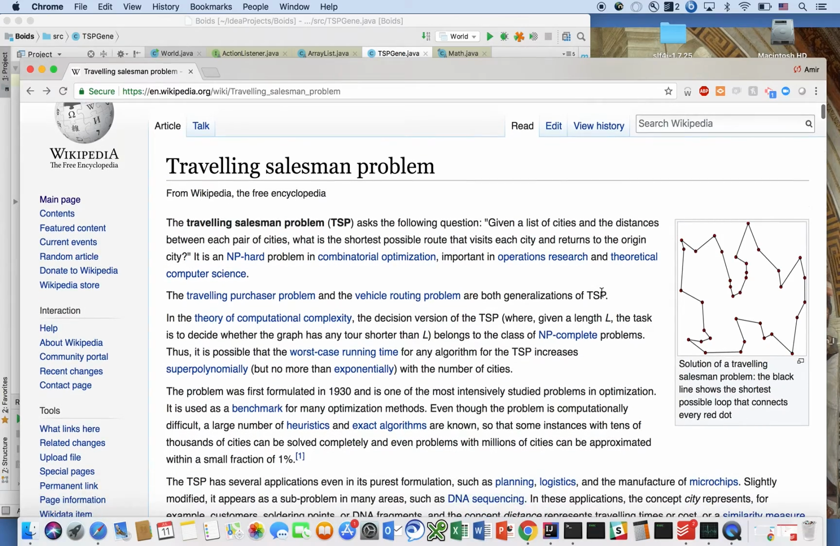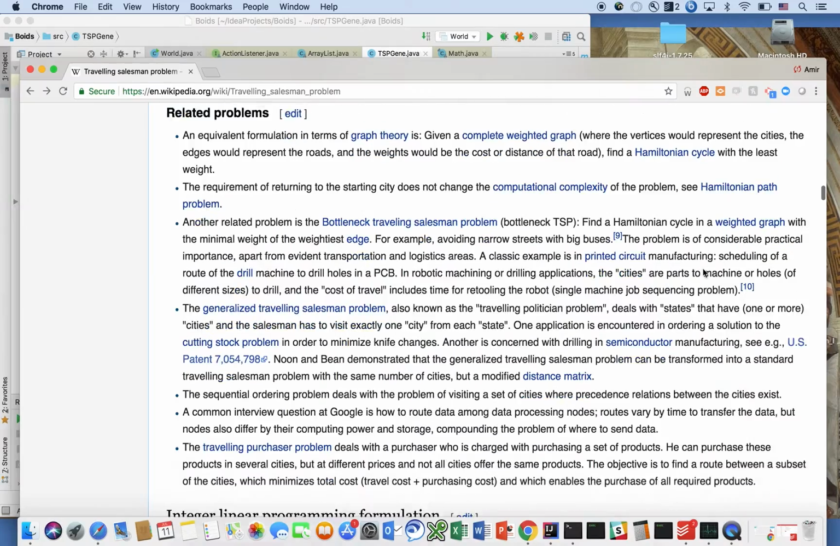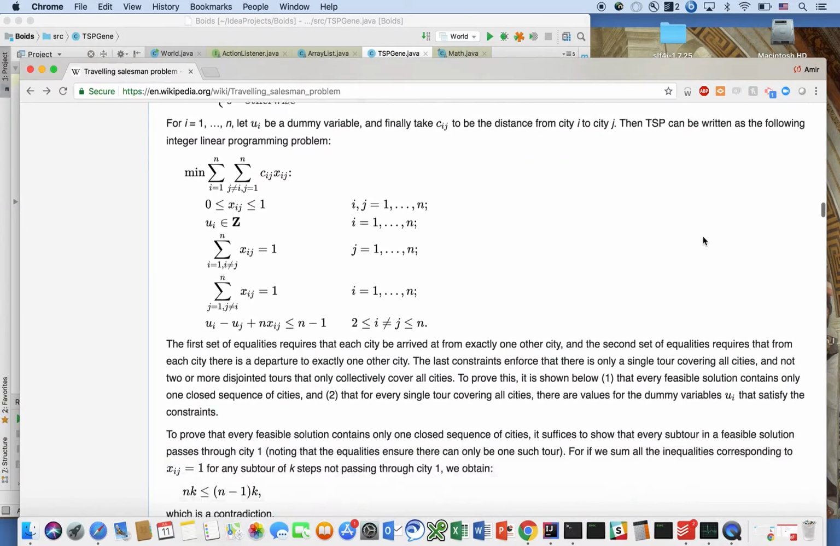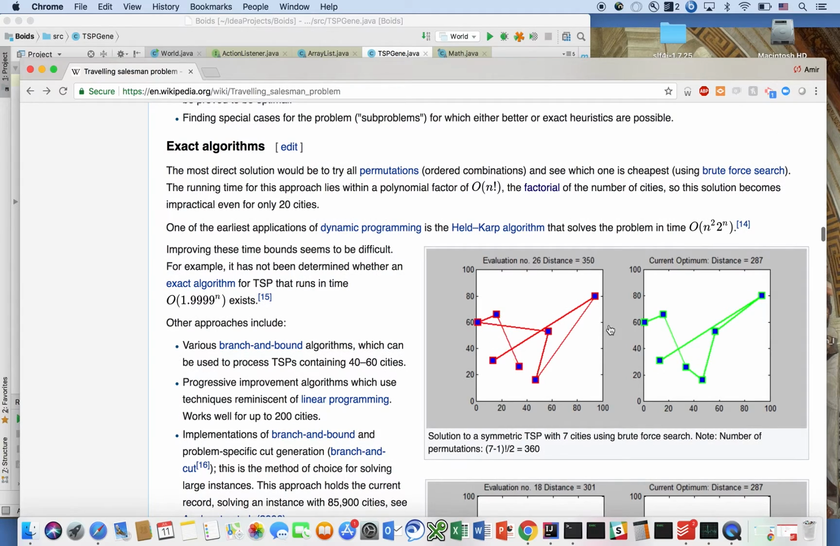And this is an interesting problem because it's NP-hard. The brute force technique to this problem takes O of n factorial time. Here you can see a little animation of working out various different solutions to the problem. You're really looking at a way of minimizing the distance that you have to travel when you visit all of these cities.